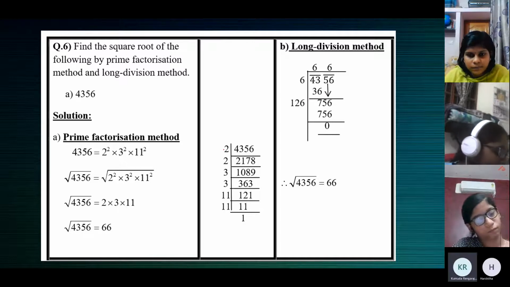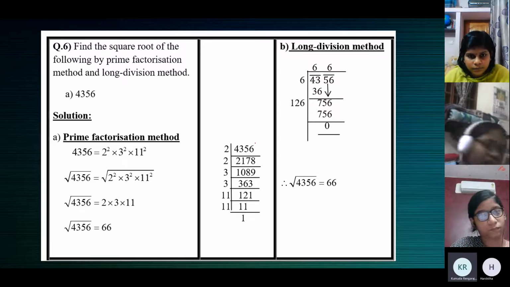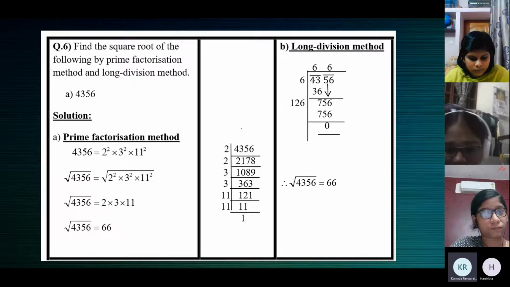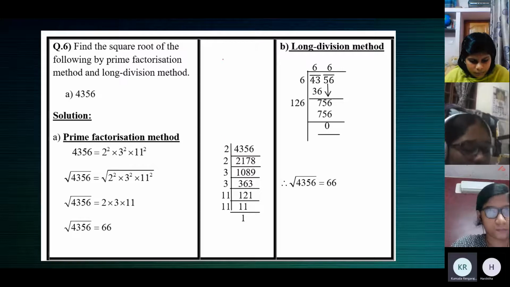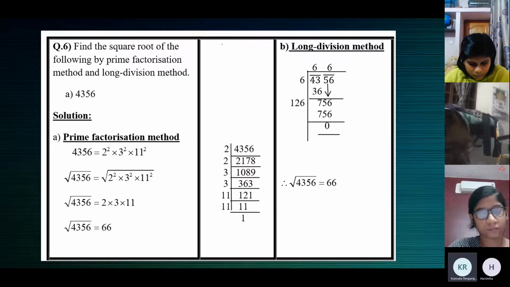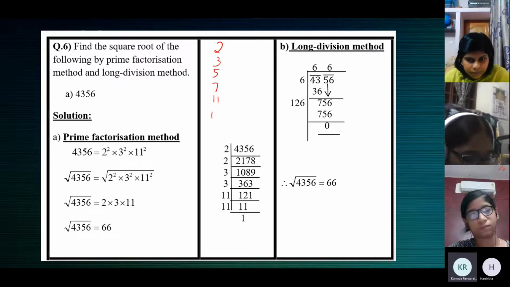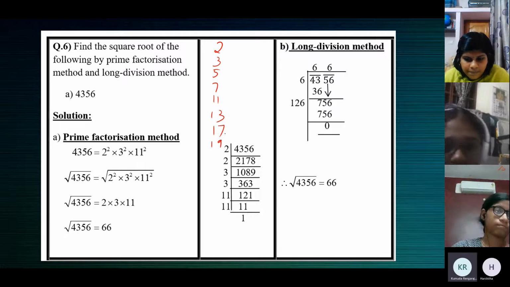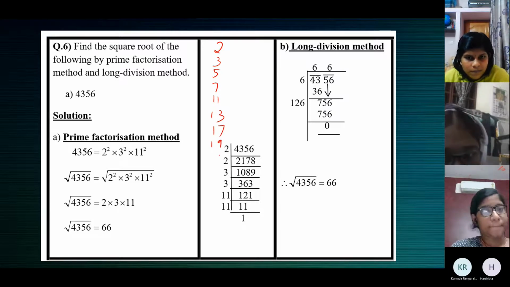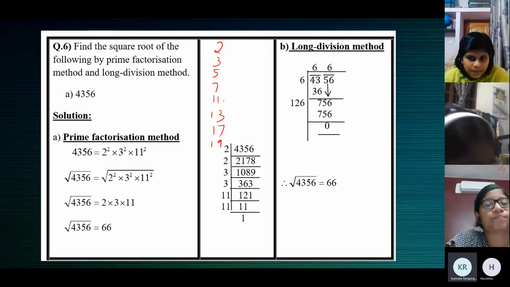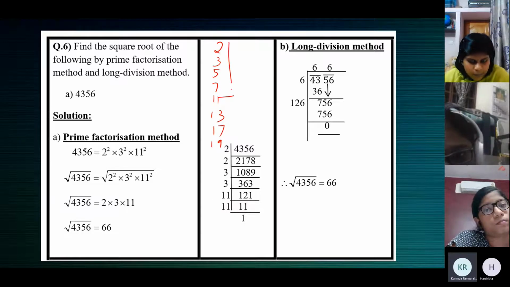And see, I always go by the order. This is the working, children. So the number is 4,356. I'll not take 3. I'll start with 2. The order of the prime factors: 2, 3, 5, 7, 11, 13, 17, 19. I'll go in this order only. I'll not suddenly take 11 directly. So I always follow the ascending order of the prime factors.